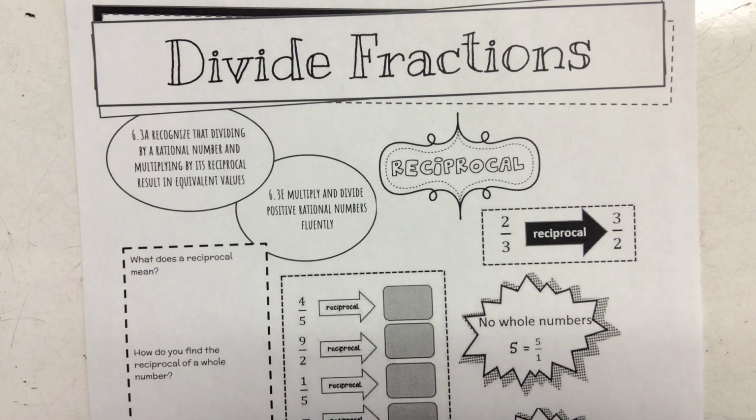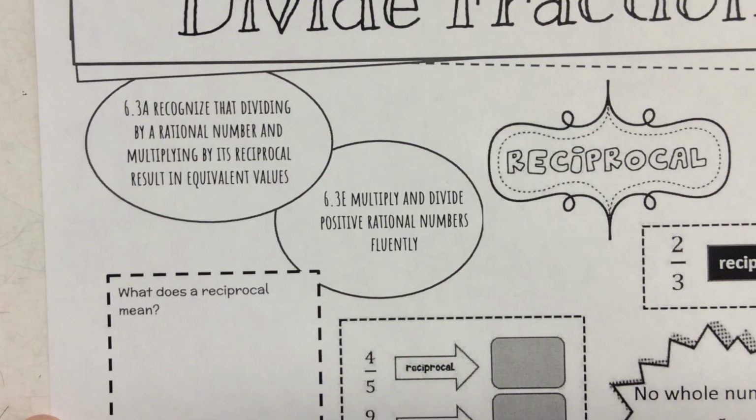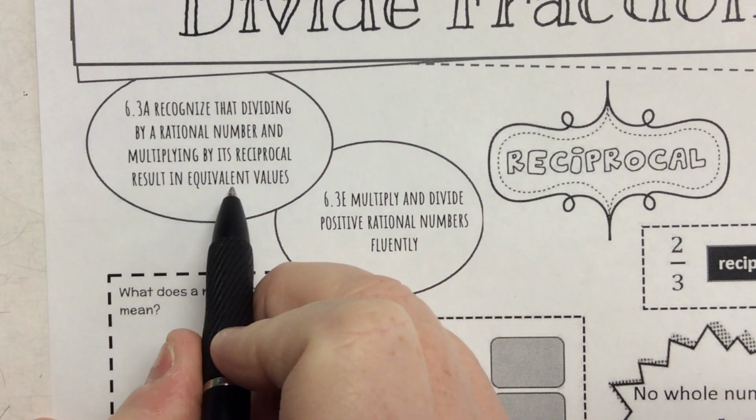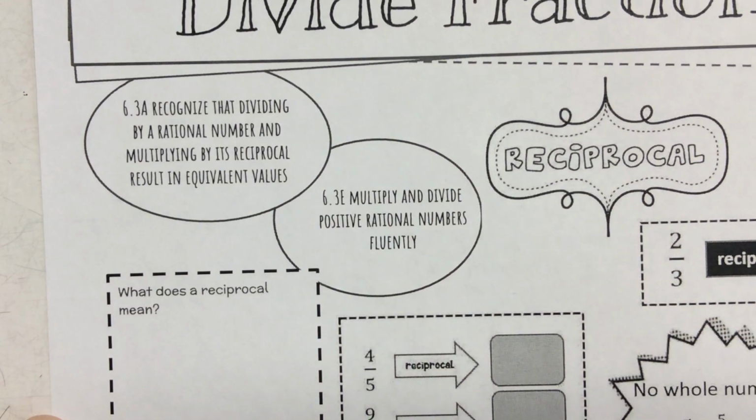Okay, Rams, today's notes are over dividing fractions, and they may take a little bit of time, so get comfy in your seat. We've got a little bit of work to do, okay? Our standards here are to recognize that dividing by a rational number and multiplying by its reciprocal result in equivalent values. Basically, I'll explain that in a minute.